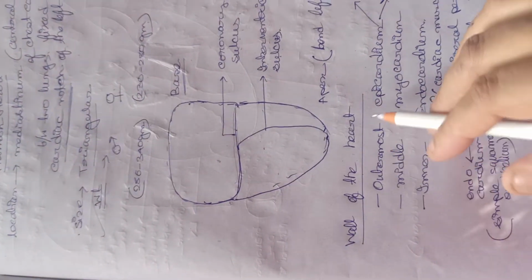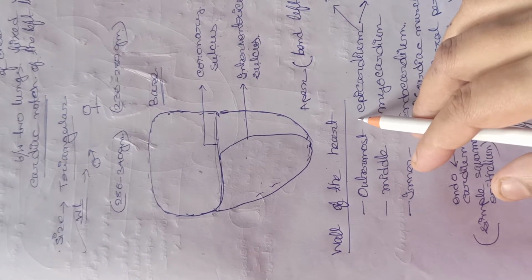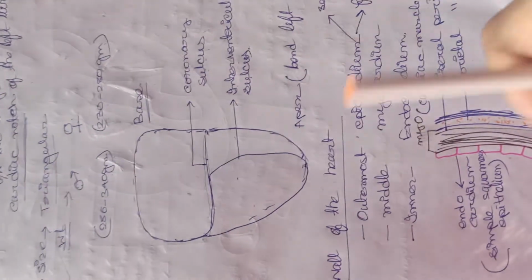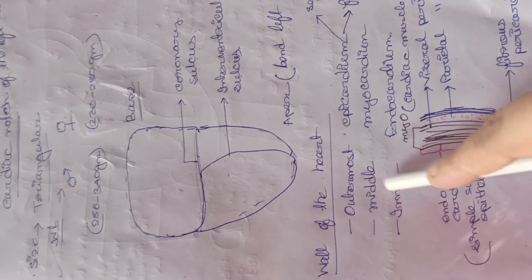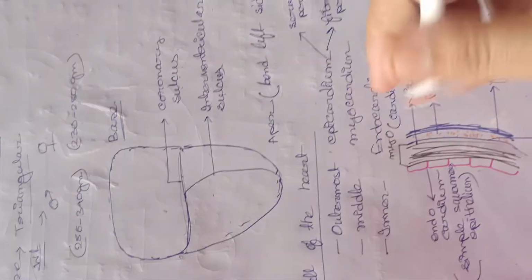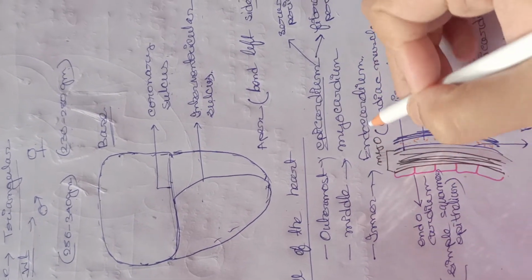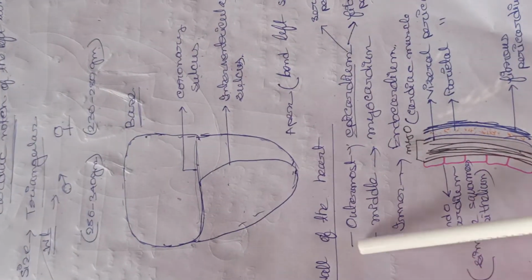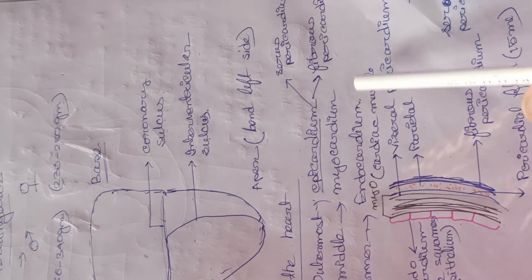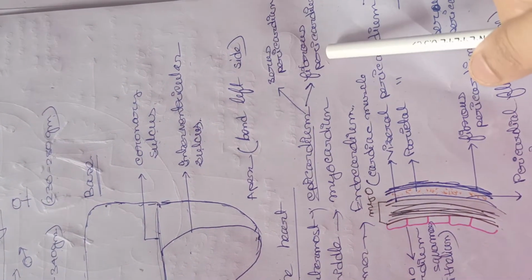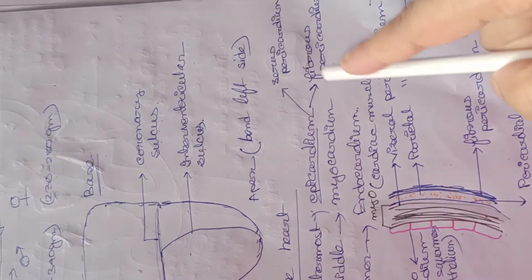So the wall of the heart, now we will learn. We know a double membrane is present outside the heart, that is the pericardium. So we will see the outermost layer, middle layer and inner layer. The outermost layer is called epicardium, the middle layer is called myocardium, and the inner layer is called endocardium. So the heart has three coverings. Epicardium again has two membranes, serous pericardium and fibrous pericardium.